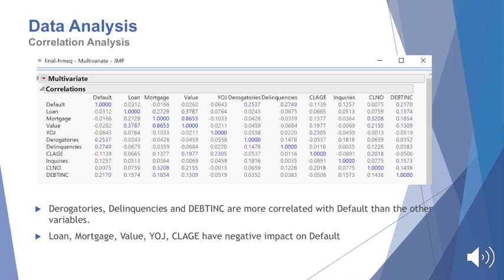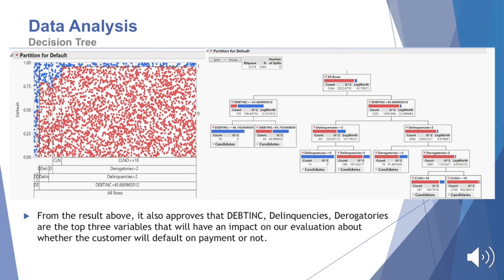And next we are going to talk about the decision tree. As we can see from the picture, the result above also proves that these three have much more impact on our evaluation of whether the customer will default on their payment.